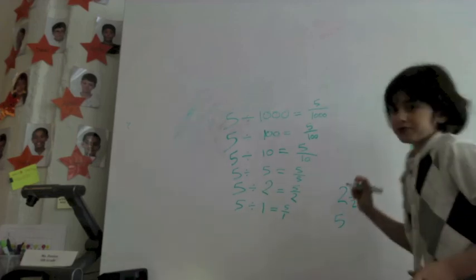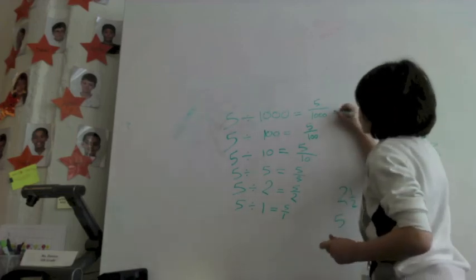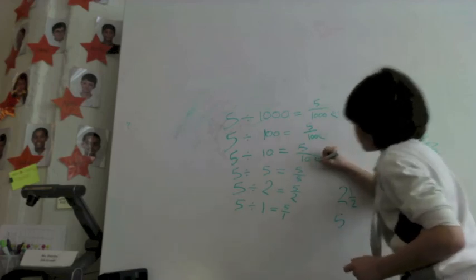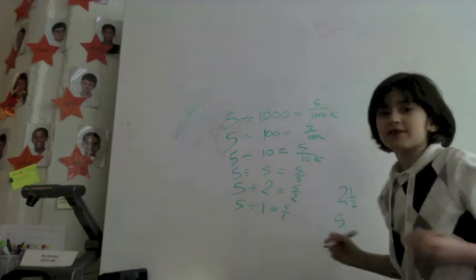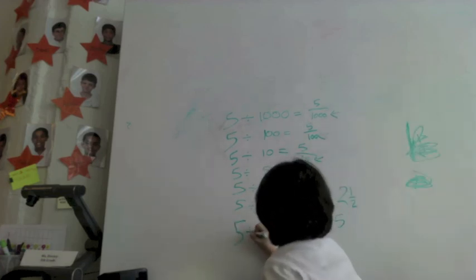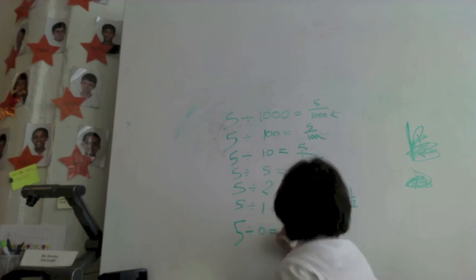So you'll notice that as our denominators are getting less, the number is getting higher. And that can only mean one thing. 5 divided by 0 equals infinity.